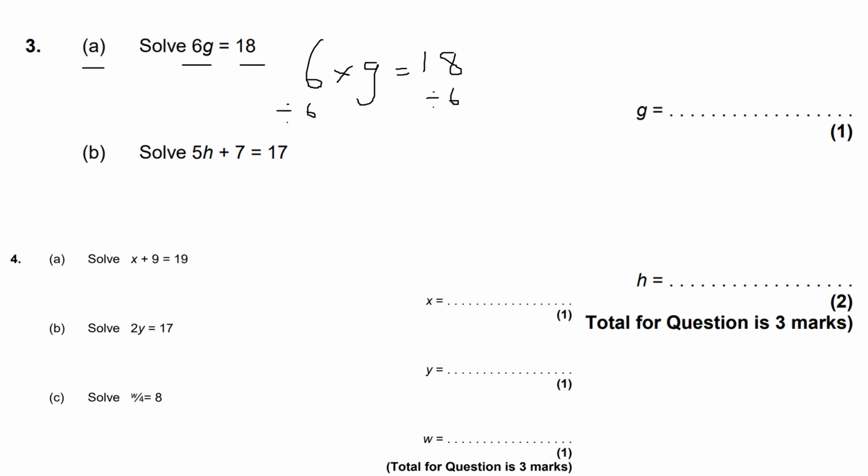We have g equals 18 divided by 6, which is 3. Okay, and I can check. 6 times 3 is 18. So that is right. 100%.